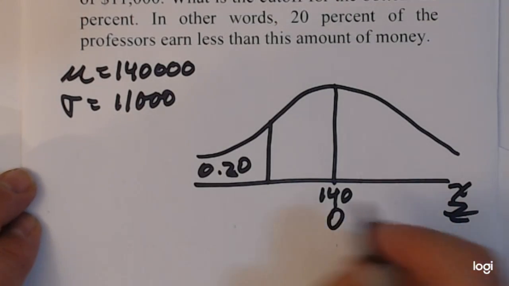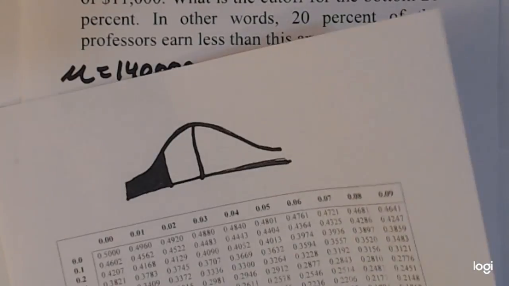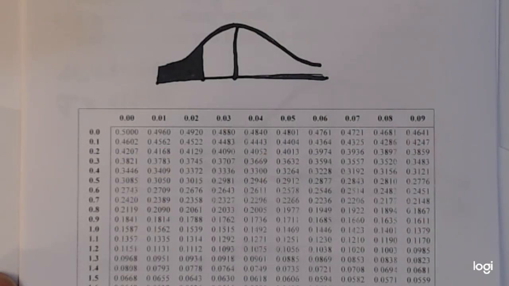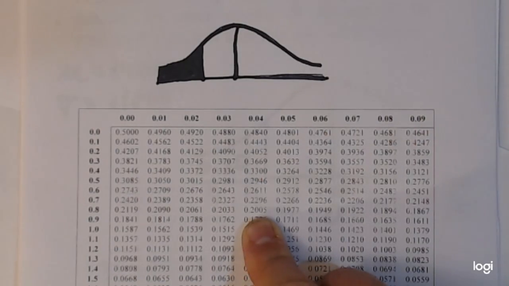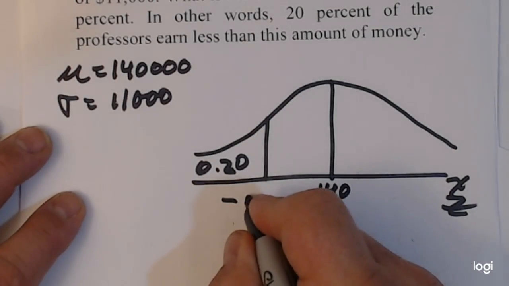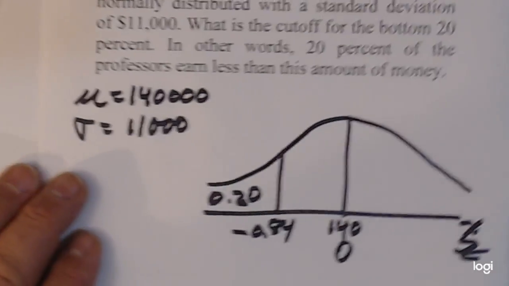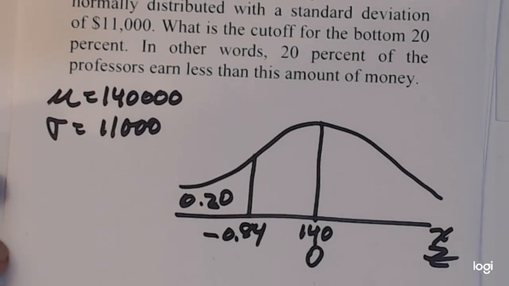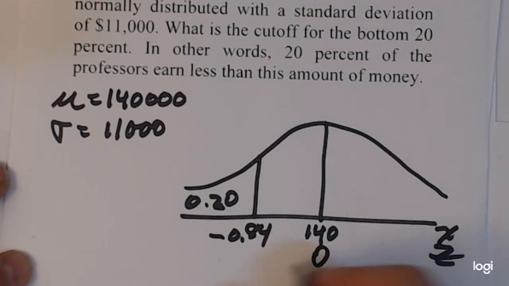So now what we need to do is go into this table and look for 0.20. And if you do that, you're going to find 0.84 is about as close as you're going to get using this table. So 0.84, or negative 0.84, that's important in this case. Negative 0.84 is the Z value.